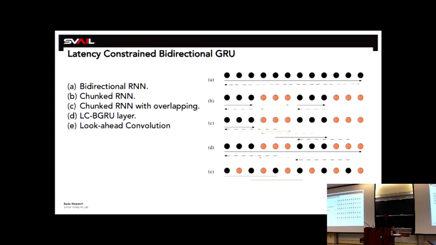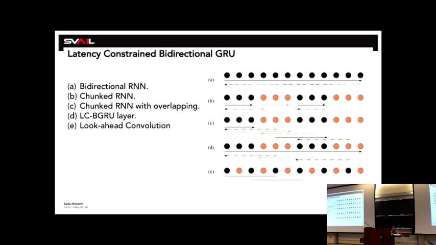So this gets us to the latency constrained bidirectional gated recurrent unit. It's quite a mouthful, so I'm going to call it LCB GRU. Okay. And the last one is the look-ahead convolution, which is kind of what we had already. You can think of it more or less as a 1D convolution that only has a receptive field to the right, or to the future.